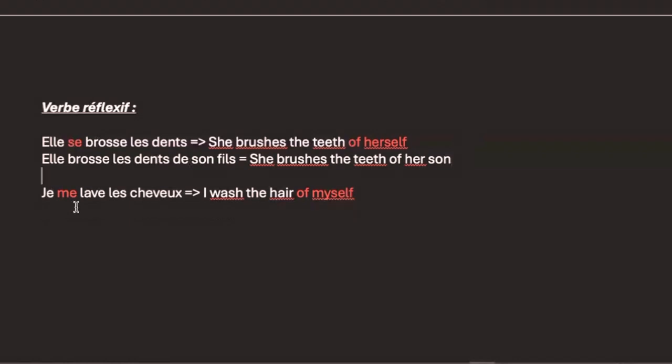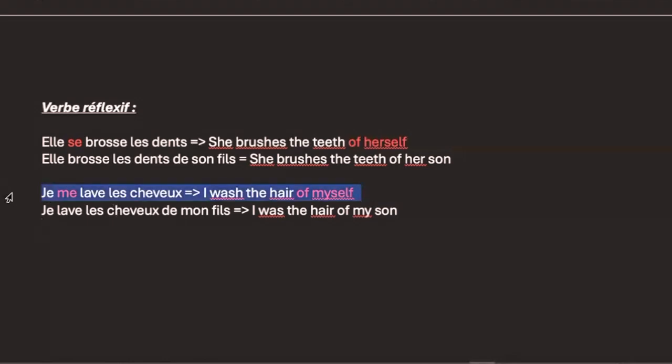So here it's going to be the same. Hein? Je me lave les cheveux. I'm going to do the same. Je lave les cheveux de mon fils. D'accord? I wash the hair of my son. Okay? So my son is in the bath and it's time to wash his hair. So I do that for him. D'accord? So this is the difference. I do that for myself. I do that for someone else. And you see, I don't have any reflexive pronoun.